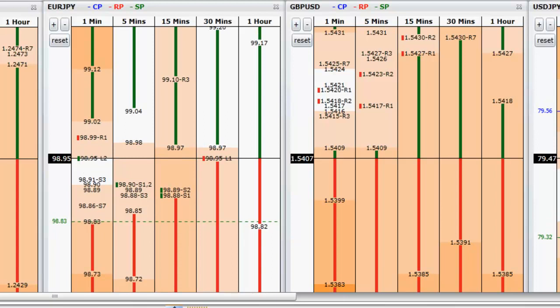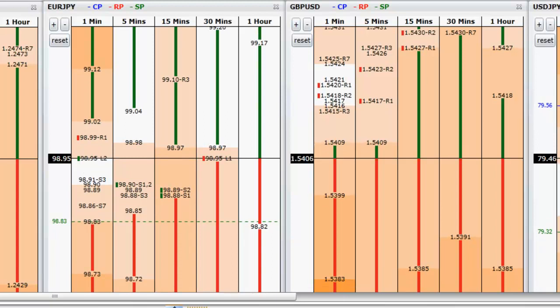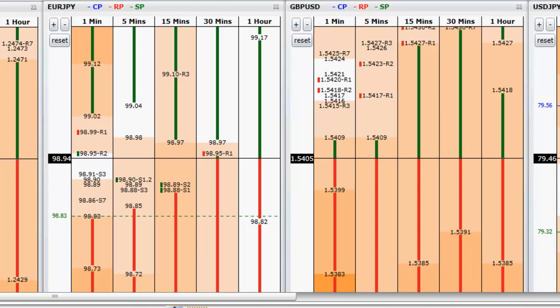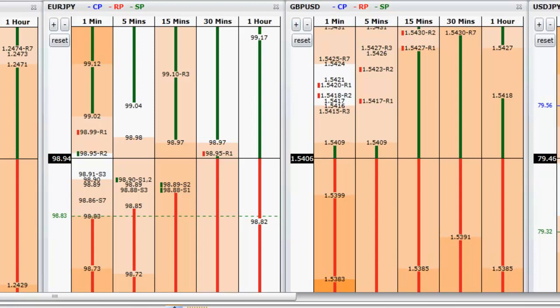And if you take your time to think and stop jumping into trades like we all do sometimes, it'll pay off in the future for you.